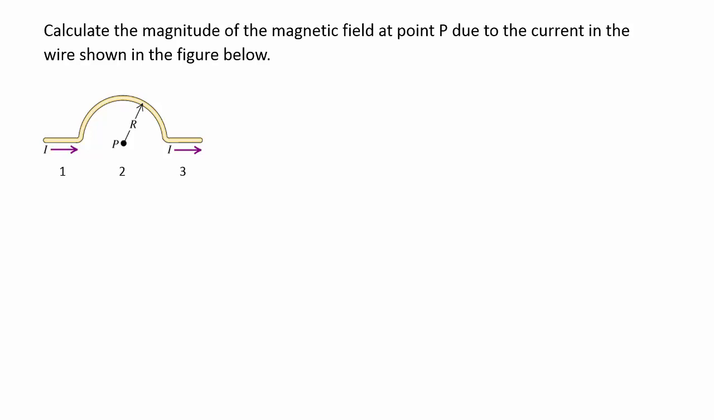A straight segment on the left, segment 1, a curved segment which is half a circle, segment 2, and the third segment, segment 3, which is again a straight piece of wire. The magnetic field created by all three of them will give us the net magnetic field at point P. So let's start with the first segment.